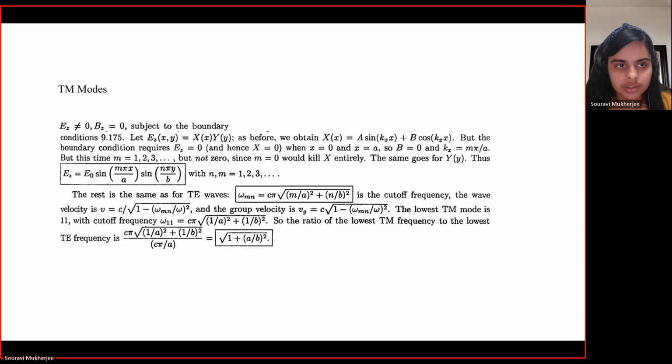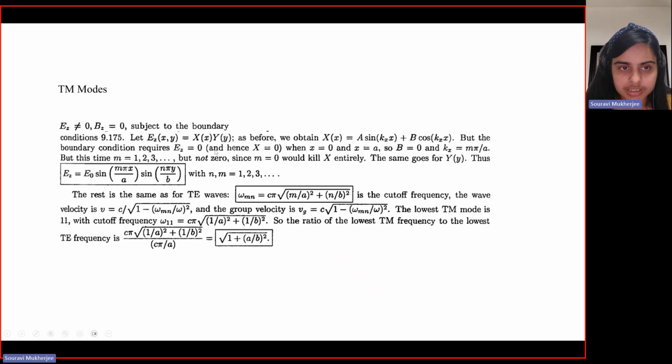Okay. Now let us talk about TM modes. So for TM modes, Ez is not equal to 0, but Bz is 0. Why? Because it's transverse magnetic, right? So now Bz will go to 0. Just as we had done for the last case, here we'll consider Ez to be a function of x and y, and we would get similar expressions. The boundary conditions though will change. Why? Because now we are looking at Ez, right? We want to see what is the boundary condition that Ez needs to satisfy.